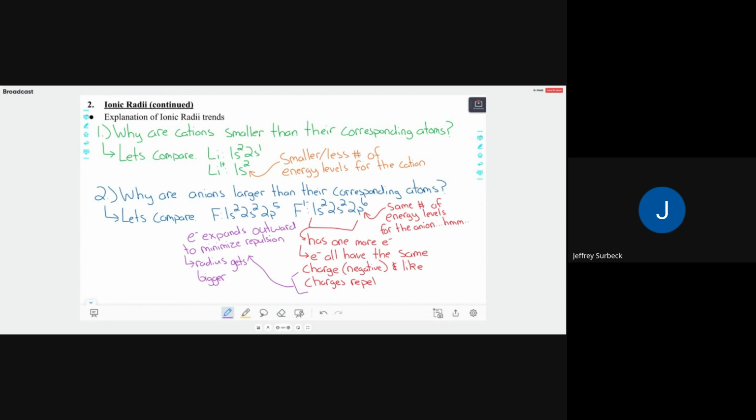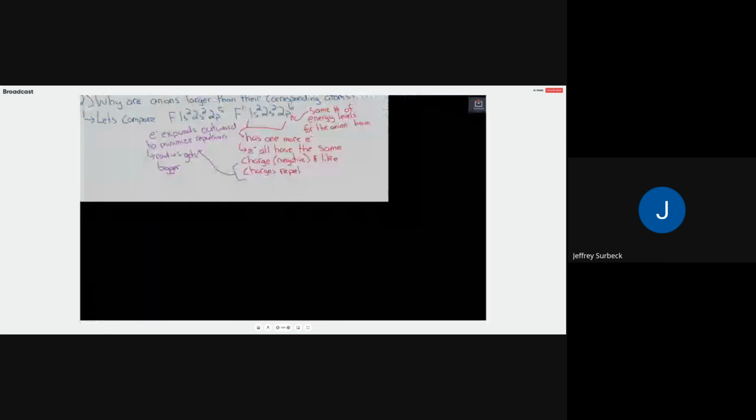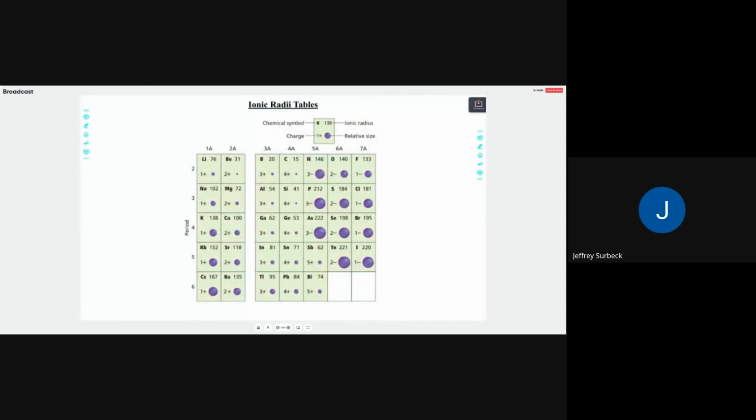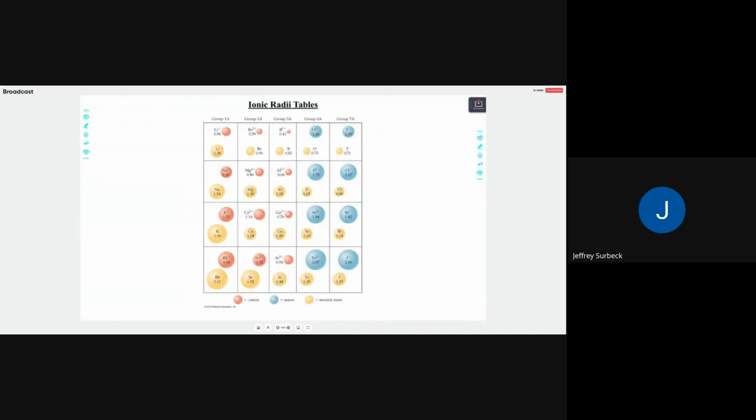All right, so we got through our big ones. Again, we'll look at our chart here. This shows you the radius of your positive ions, which are smaller than the atoms, and then your negative ions on the right-hand side are larger than your corresponding atoms. I like this photo because it shows the comparison between the atom and the charged ion.